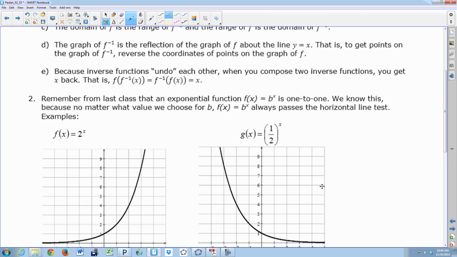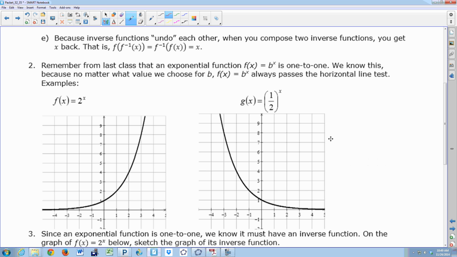All right, so I think hopefully by now we are familiar with the graph of f of x equals 2 to the x and g of x equals 1/2 to the x. One is an exponential growth function, and this is a decay. We know that both of these graphs pass the horizontal line test. If we pass any horizontal line through each of these graphs, it only hits the graph in one and only one spot. So that tells us we have an inverse function.